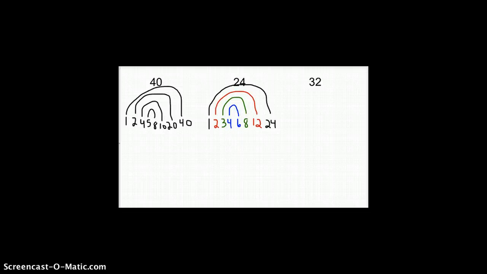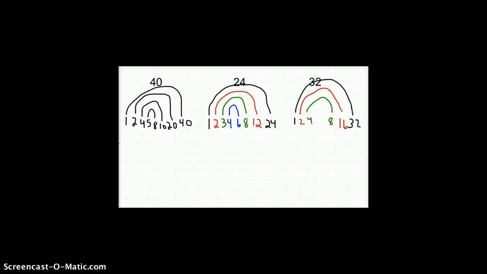I'd like you to pause this video and choose one person from your team to complete the greatest common factor math rainbow for 32. If your math rainbow looks like this one right here, then your answer is correct. So we've completed the first part of answering this question. We found all the factors of 40, 24, and 32.